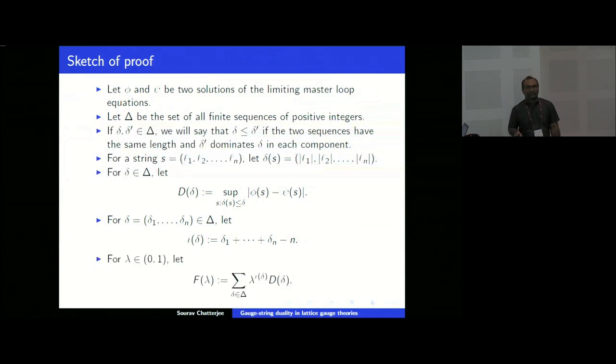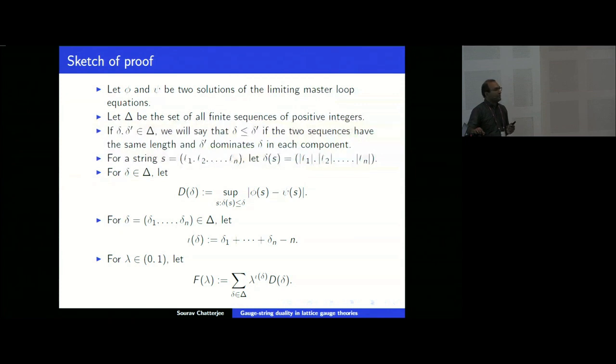And finally, for a number lambda between 0 and 1, define f lambda to be the sum over all delta in this big delta of lambda to the power the index of delta times d delta, where d delta is this. So d delta is defined using phi and psi. So you define this number. It's not clear whether this is finite or not, but it's an infinite sum of positive things, so it is either finite or infinity. So you can always define this.